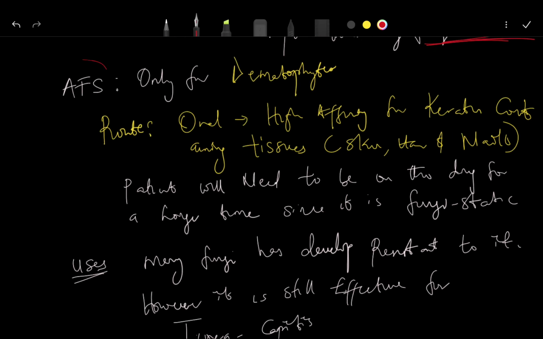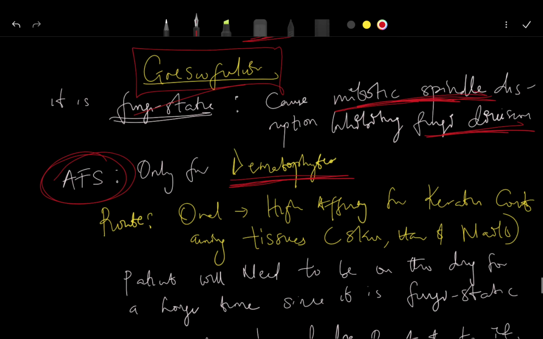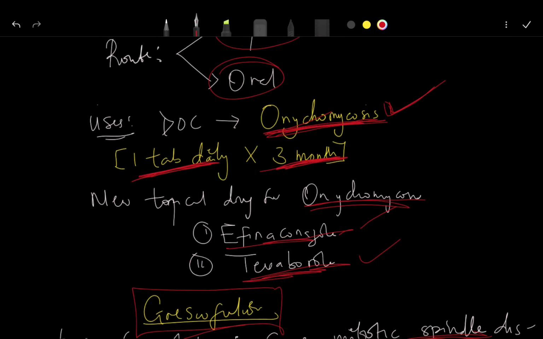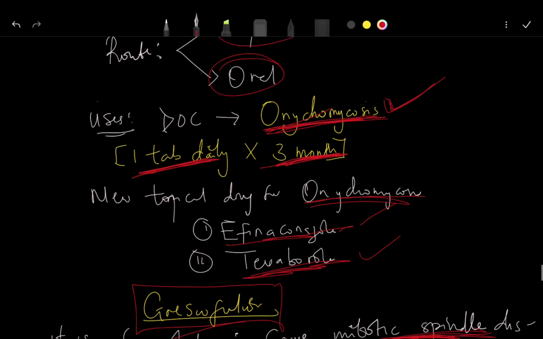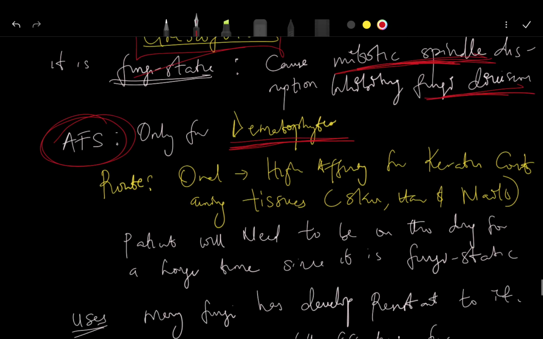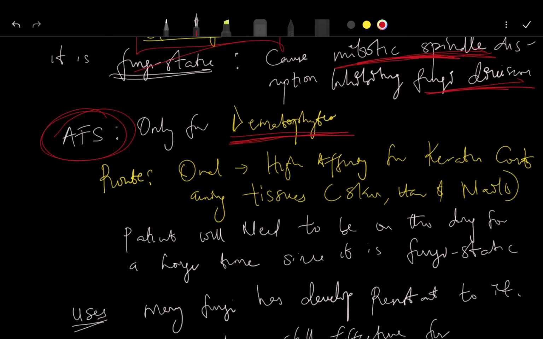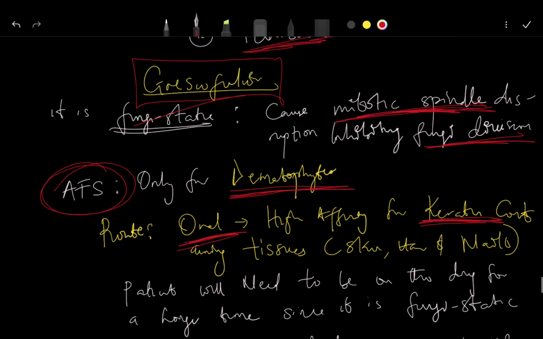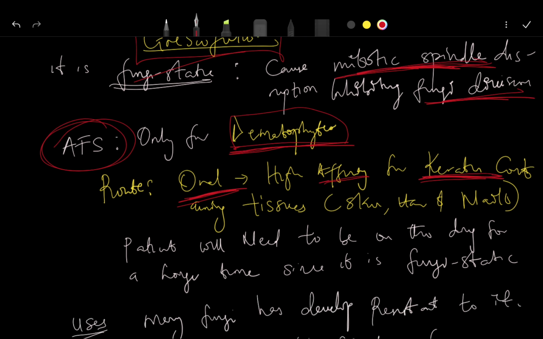So again, its antifungal spectrum is limited to dermatophytes only, just like terbinafine, except that griseofulvin has a different mechanism of action. In terms of route, we give it orally. Though it acts only on dermatophytes, you can't give it topically; we only give it orally. It has a high affinity for keratin-containing tissues, which are the skin, hair, and nails.